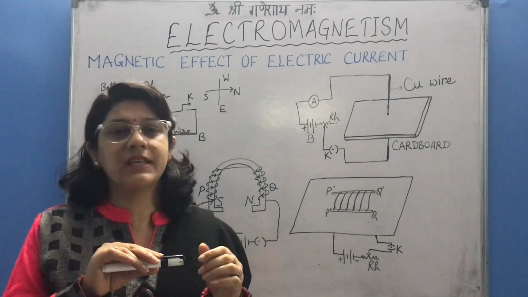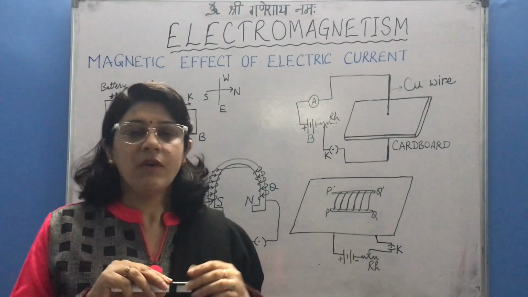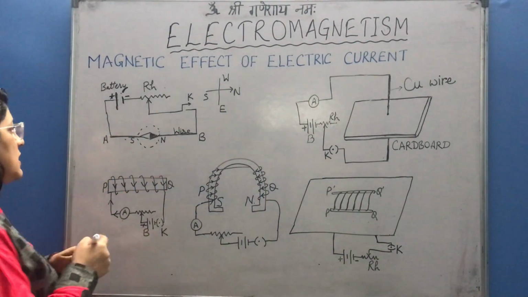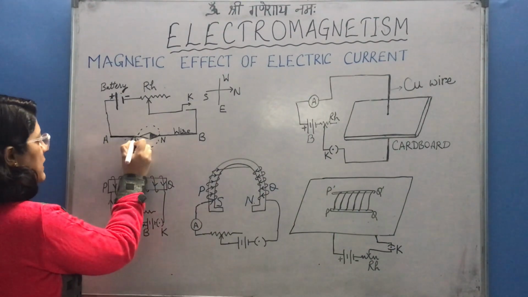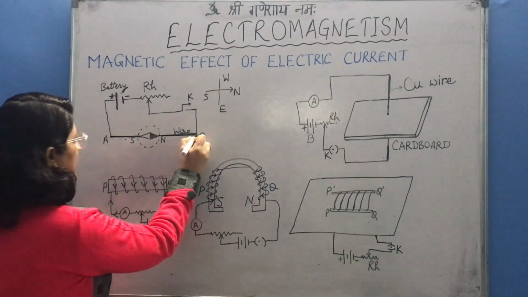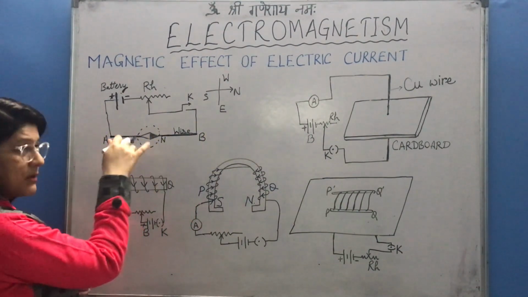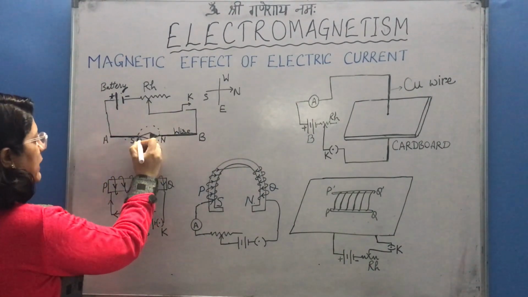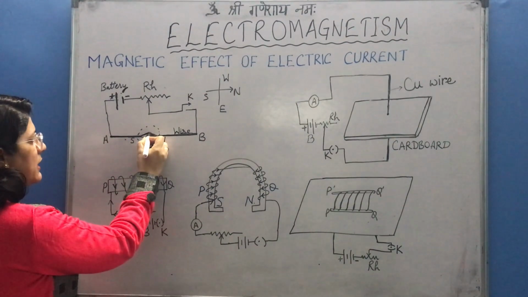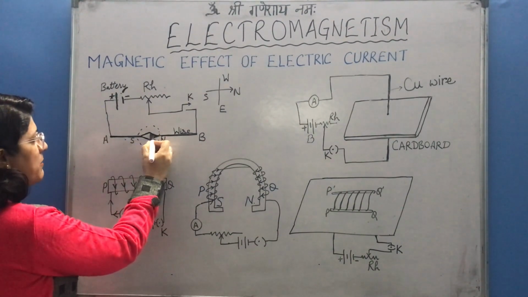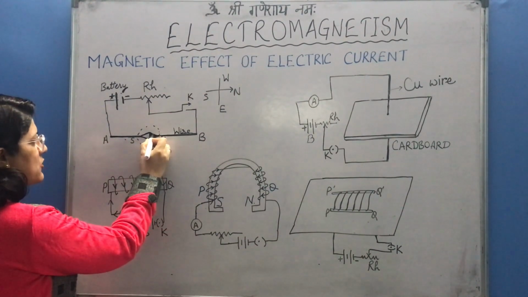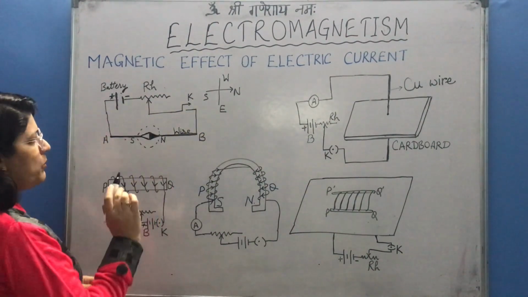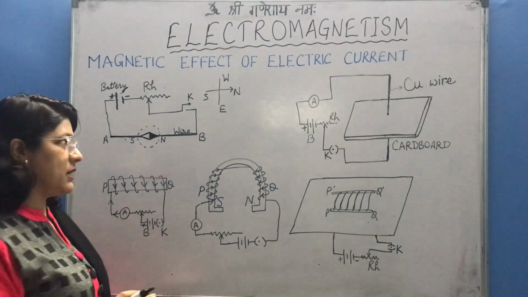Magnetic field lines can be seen or experienced with different experiments. Here, as you can see, this is the wire AB. We have placed a compass below the wire, and initially the needle of the compass is parallel to the direction of the wire. As you can see, the key is open, so no current is flowing in the circuit.